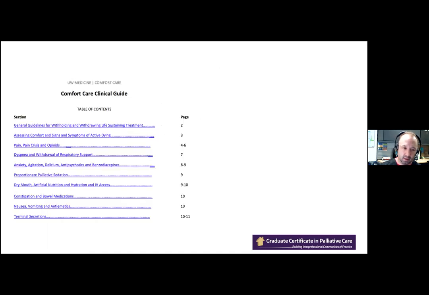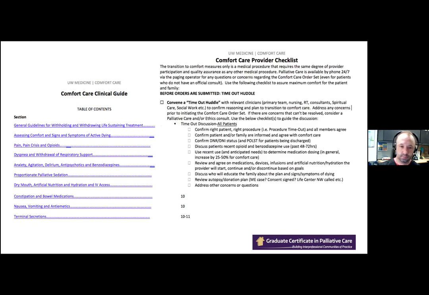Other resources. So you'll notice that we didn't get to a lot of other symptom management in terms of anxiety, agitation, delirium, constipation, bowel medications, nausea, vomiting, antiemetics. Those are each lectures unto themselves, but important in looking at comfort care order sets as a whole. So you'll find the resources on Canvas to link to those and get more information.